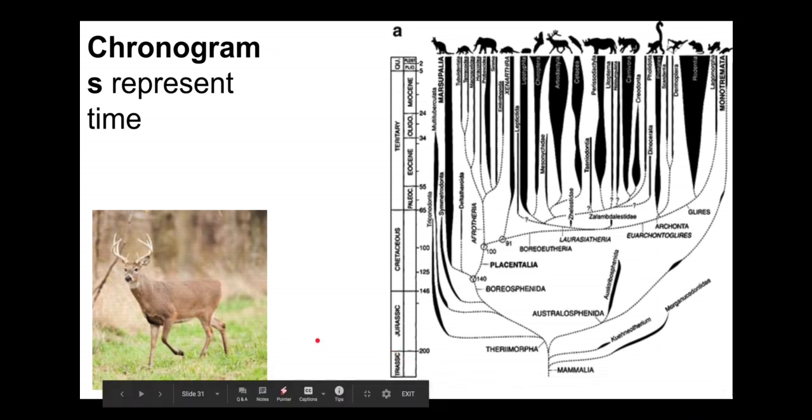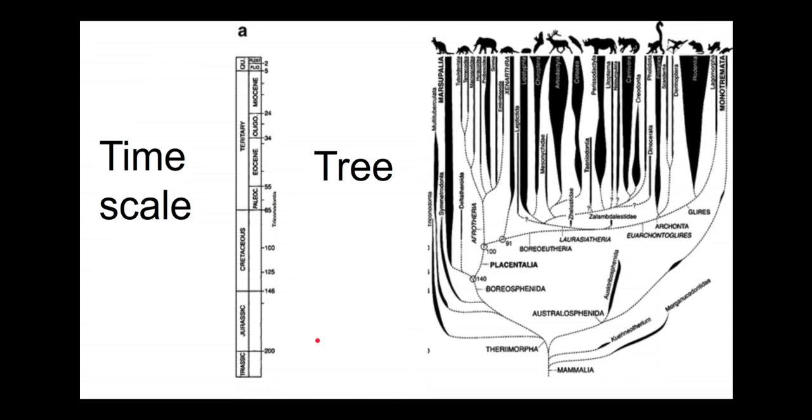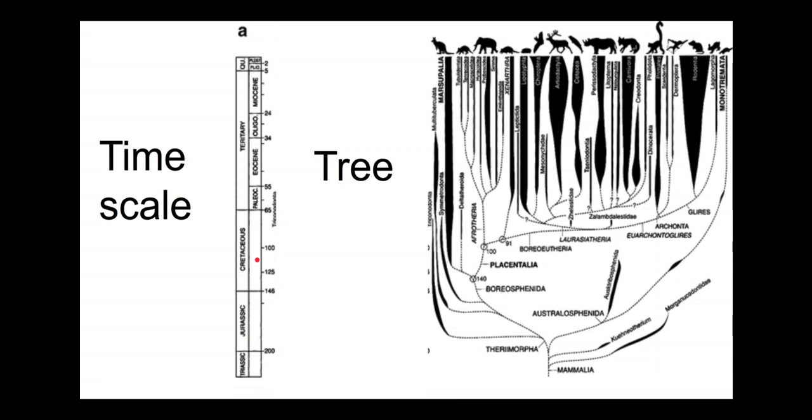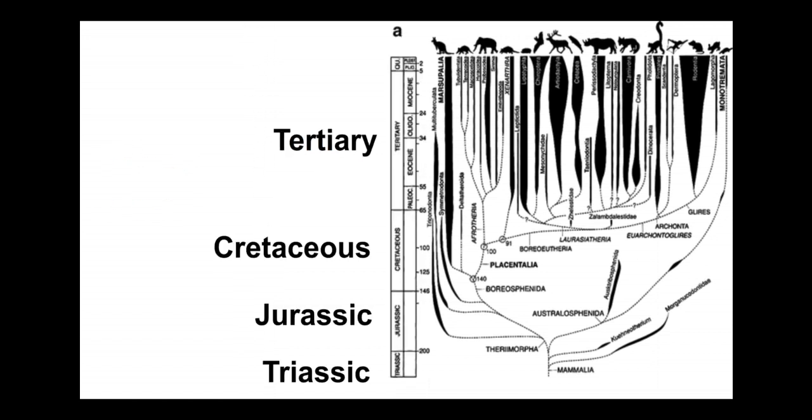Chronograms are phylogenetic trees that represent time. So in this case, we have a tree over here, and then a time scale is here. The geological epochs, Jurassic, Cretaceous, are indicated on the scale. So usually, as in previous examples, if time or branch lengths are important, then there has to be some sort of scale bar to indicate it, or axis to indicate what's going on.